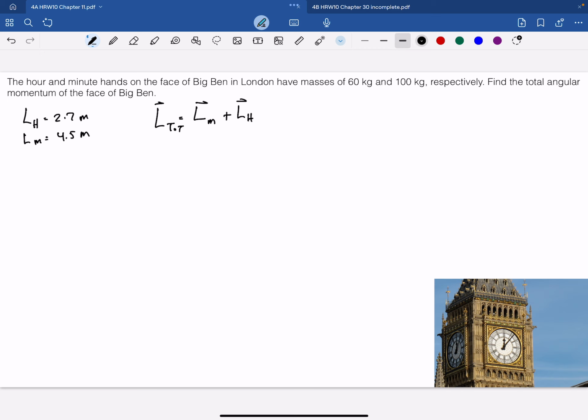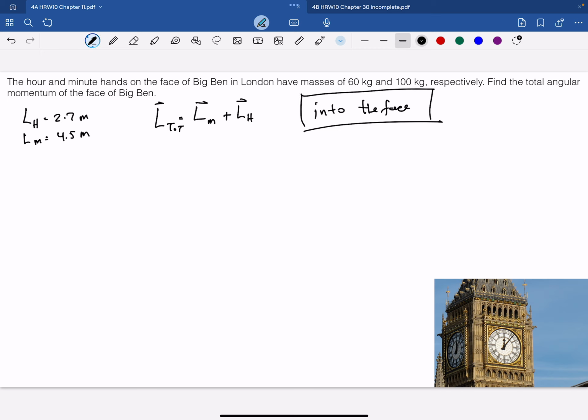What direction is omega for the hour and minute hands? Which way are they going? Clockwise. Ooh, I wonder where they came up with that, right? So we take our fingers, we wrap them around in the clockwise direction, and our thumb ends up pointing which way? Into the face of the clock, right? So we know the direction for all of this is going to be into the face of the clock, and I'm just going to leave it there.